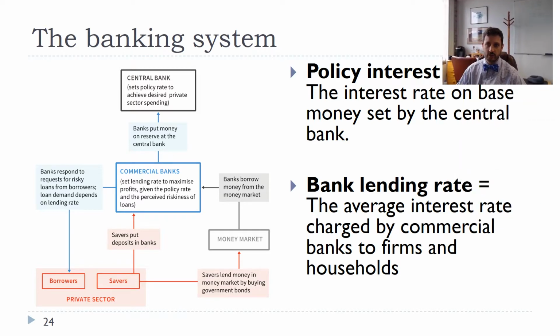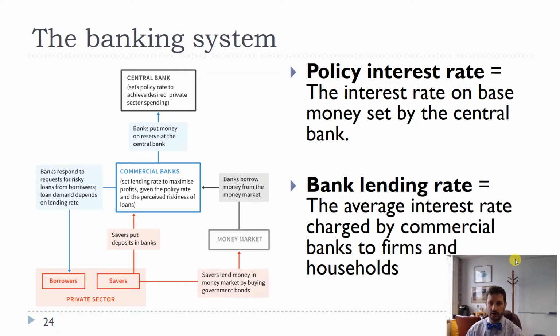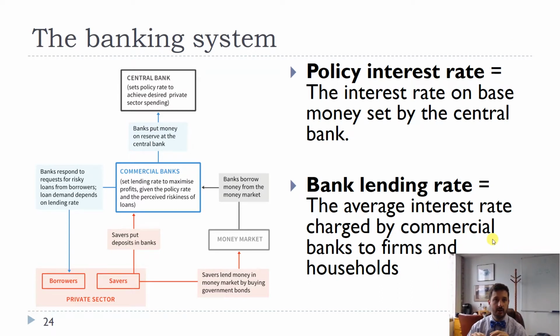So the interest rates are going to be really important for what's going on, right? And so there's going to be a couple interest rates that we want to think about. One is going to be the policy interest rate, and that's going to be the interest rate that the central bank sets. So every 5 or 6 weeks, the Federal Reserve meets and decides what they want the interest rate to be.